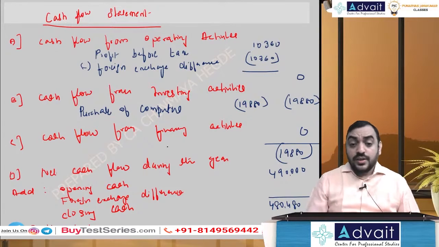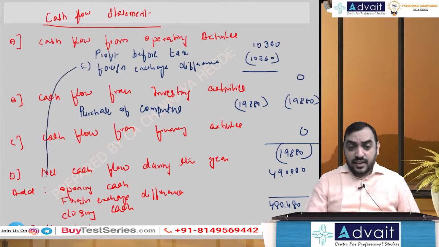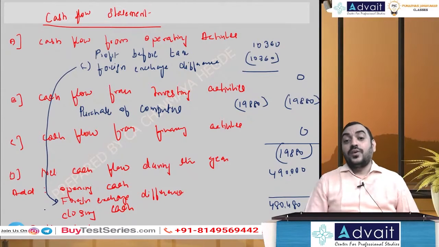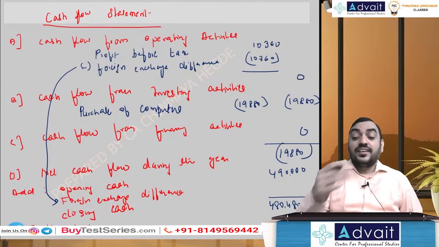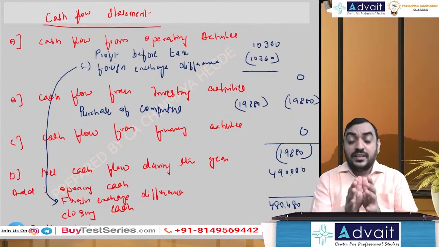So what should you do? That foreign exchange difference will come. Whatever you subtracted earlier, that will be added now. That's called a part of reconciliation. I repeat this once more.